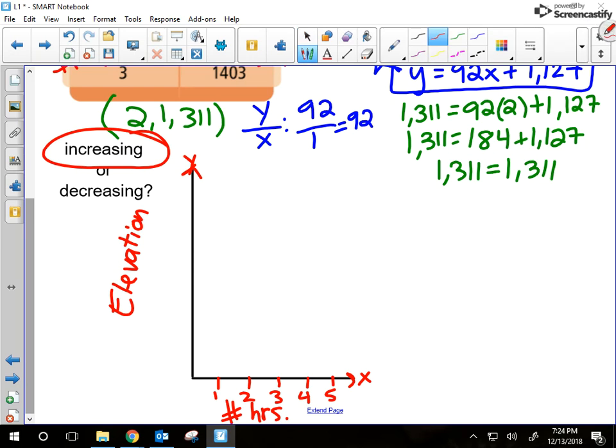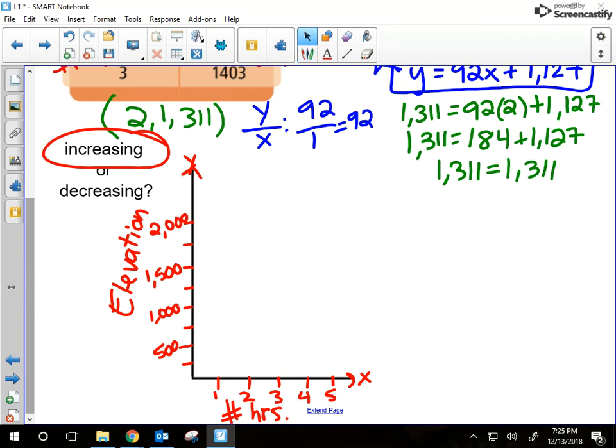If this is 250, then we have 500, 750. Ooh, that was a little high. 1,000. 1,500. And 2,000. And that's plenty high.